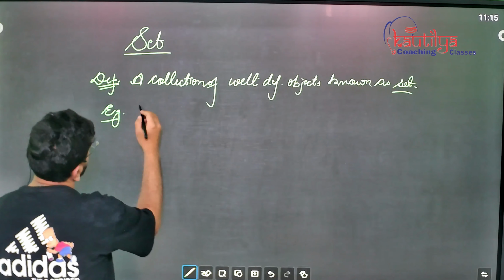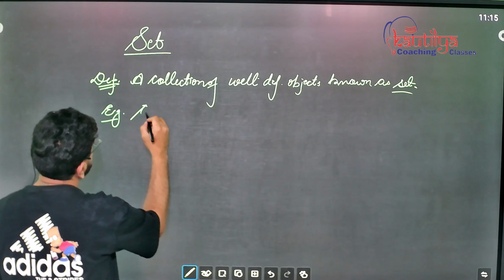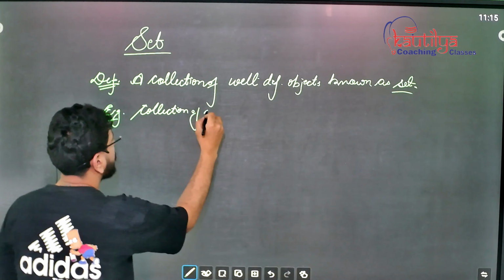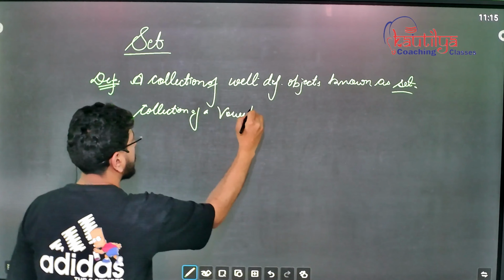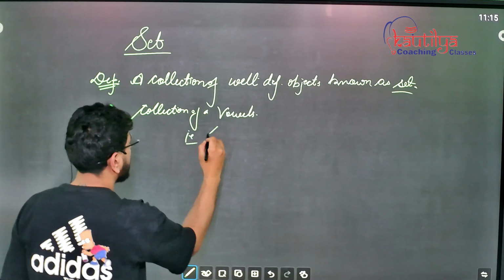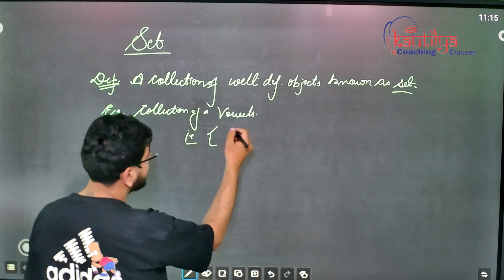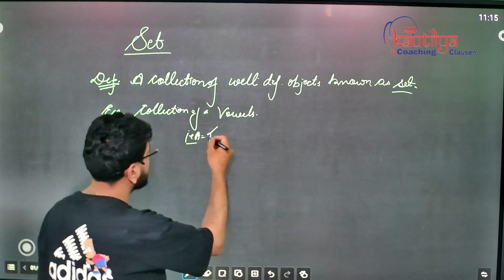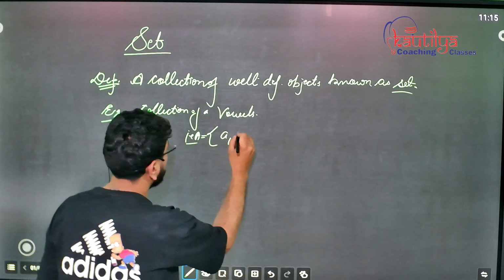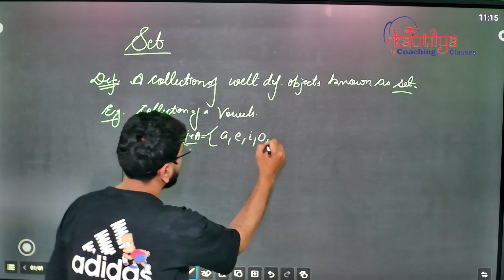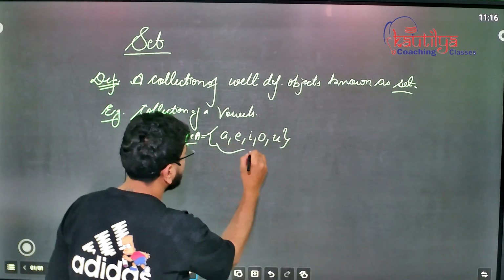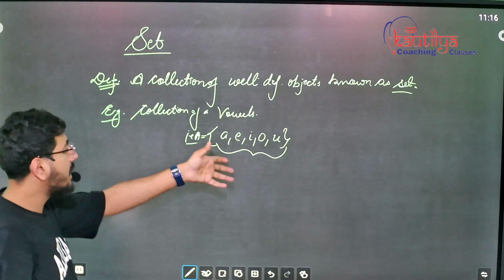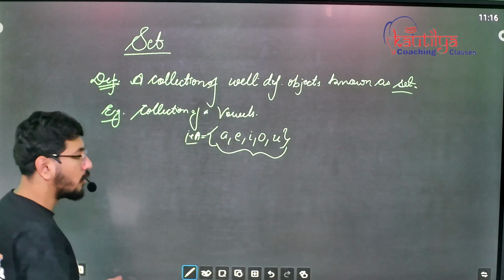For example, a collection of vowels. That is how you are going to represent a set. Let's suppose A is the set, and the representation for the set is like this: A, E, I, O, and U. So basically, these are the well-defined objects, that is A, E, I, O, U. This is the collection of the vowels.